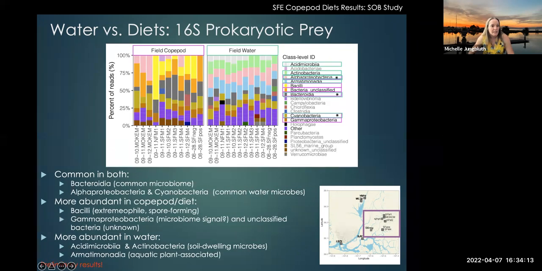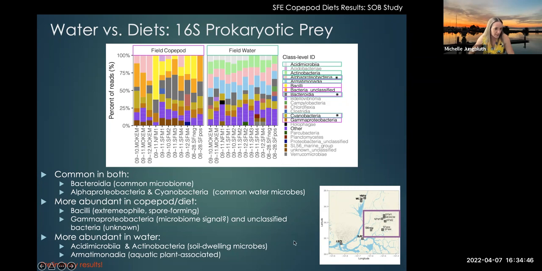In the same study for the prokaryotic bacterial prey, in both types of samples, there was actually Bacteroidia, which is a common microbiome organism. So it's a little bit of a surprise to see that in both copepods and water. And alpha proteobacteria and cyanobacteria, which are common water microbes. In the copepod diet, there was a group of bacilli, which are extremophiles and spore forming, some gamma proteobacteria, which are likely a microbiome signal, and some unclassified bacteria.